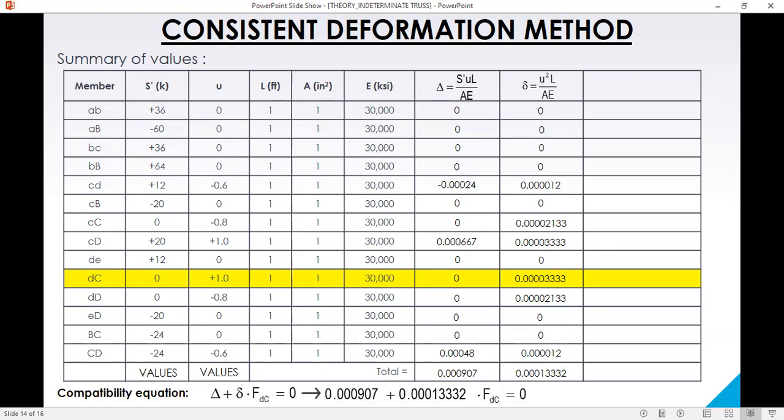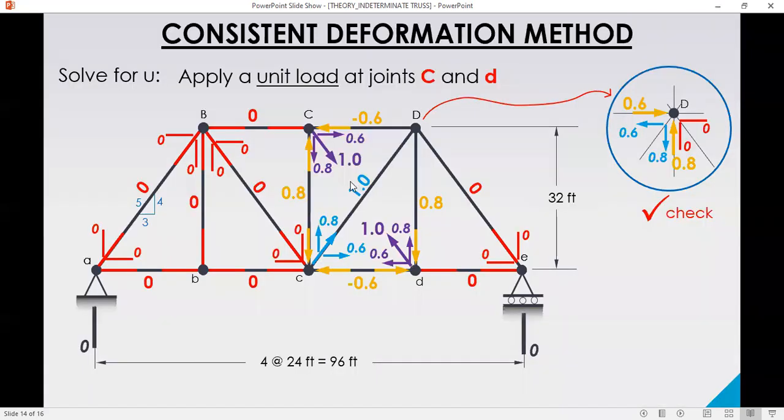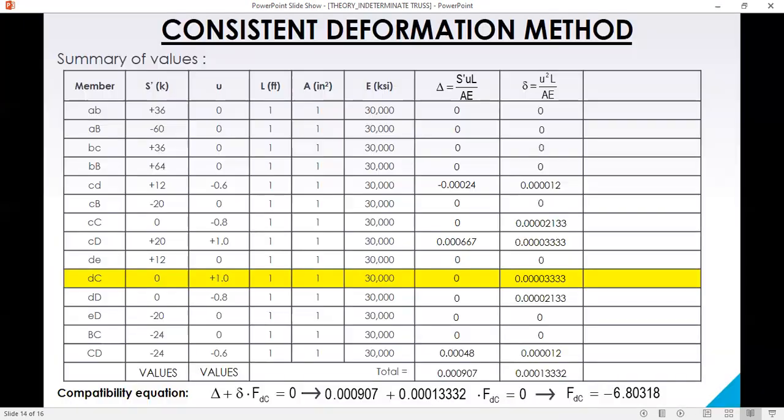This one. And the redundant is FDC, force of this member. So we have FDC equal to negative, which means compression. Because the assumed direction is tension. The assumed direction is tension. And then it is negative, so it means it is compression.